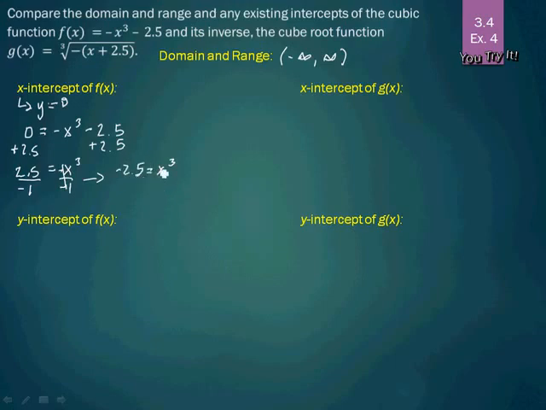And now to get x completely alone, we need to take the cube root of each side. So we get cube root of negative 2.5 equals x. So our x-intercept will be the cube root of negative 2 and 5/10, comma 0. Okay, so now let's find the x-intercept of g of x. So again, we'll plug in 0 for g of x.